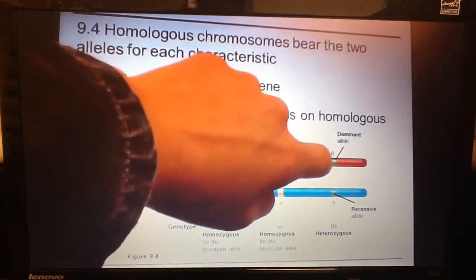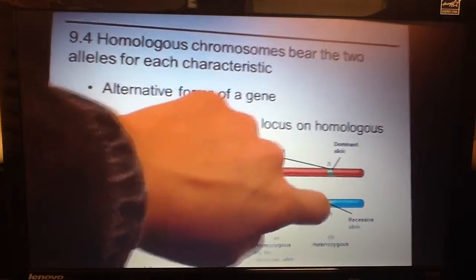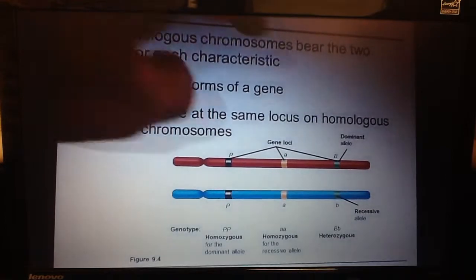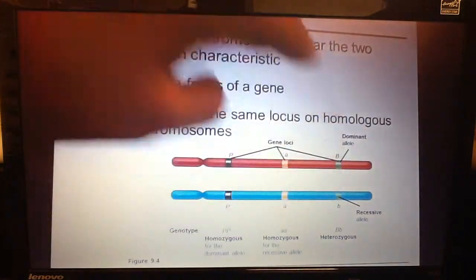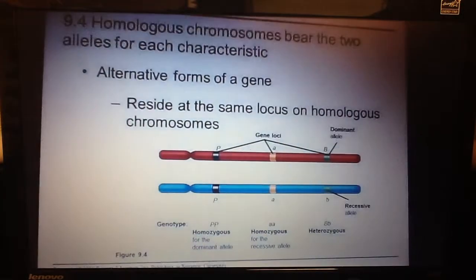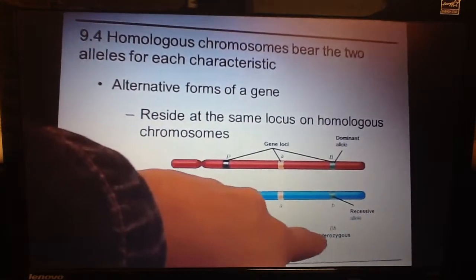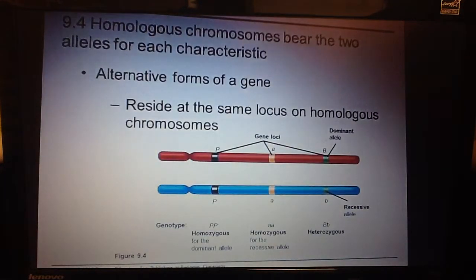And then on our last locus, we have a capital B and a lowercase b. This is telling us that we have a dominant allele and a recessive allele. Because we have one dominant and one recessive, we now say that this is heterozygous for that particular trait.